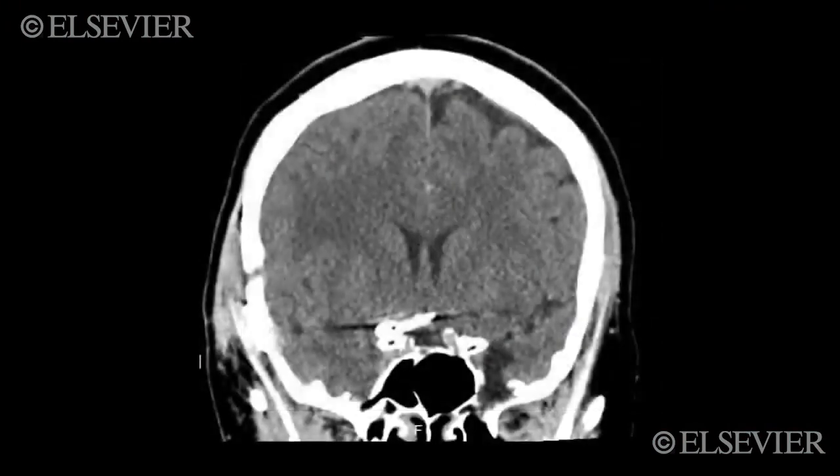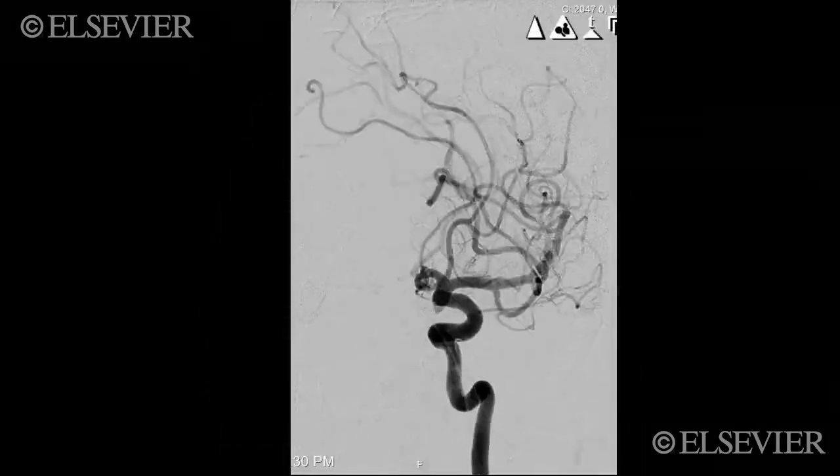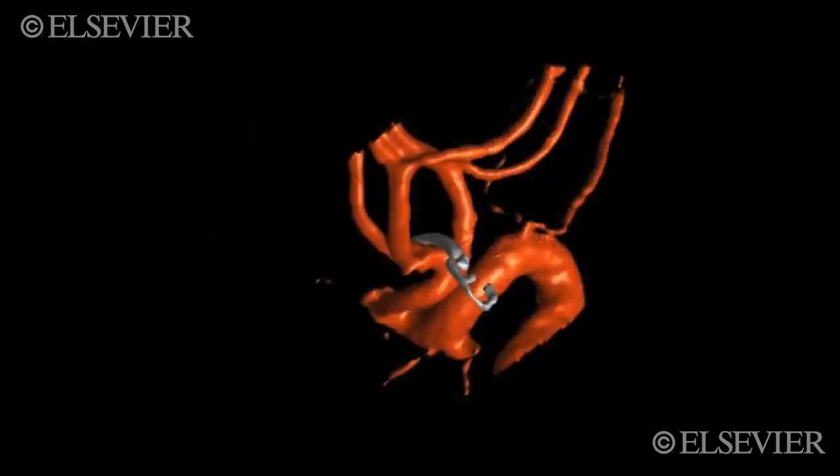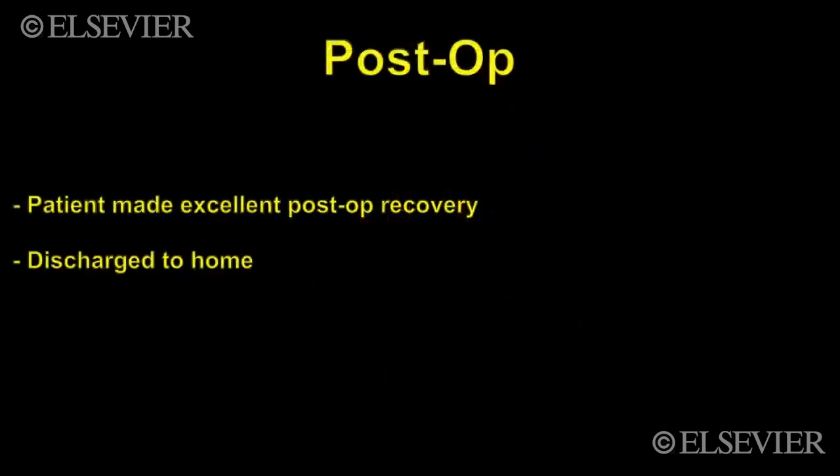An intraoperative ICG demonstrates filling of all the major branches, and a CT scan demonstrates a good clip position. This is the postoperative intraoperative angiogram with complete aneurysm obliteration, and the 3D angiogram showing clip placement. The patient made a good recovery and was discharged home on the third postoperative day.